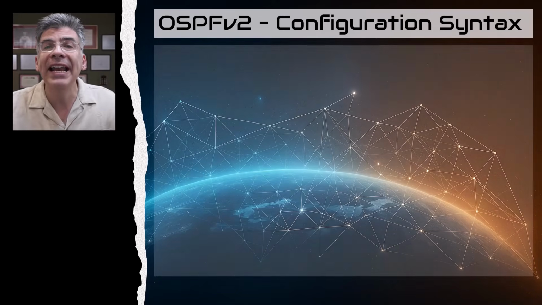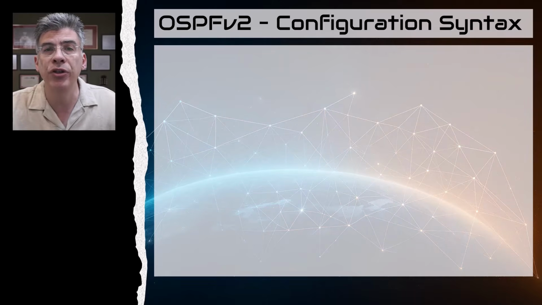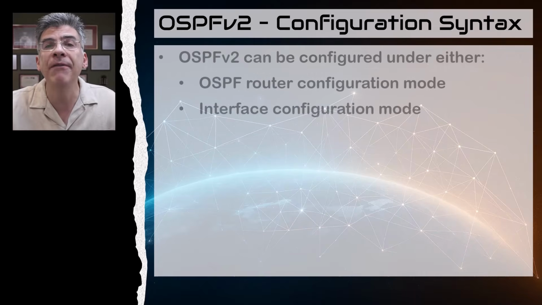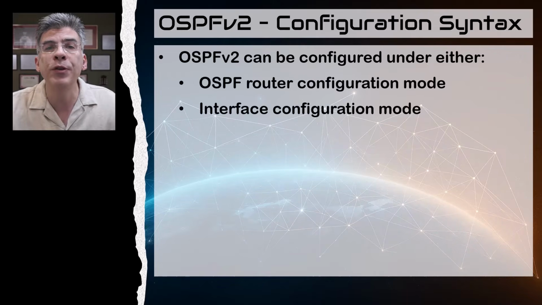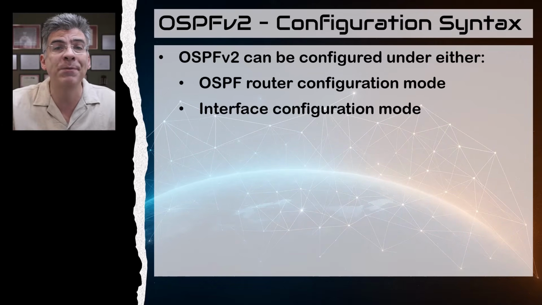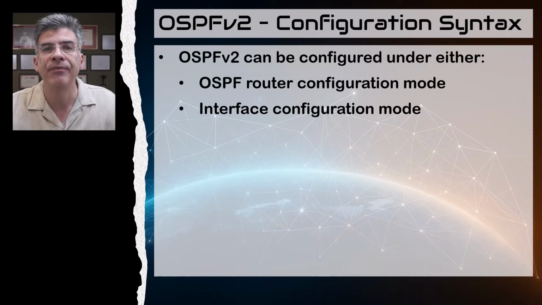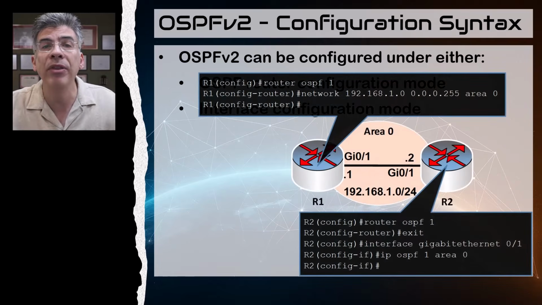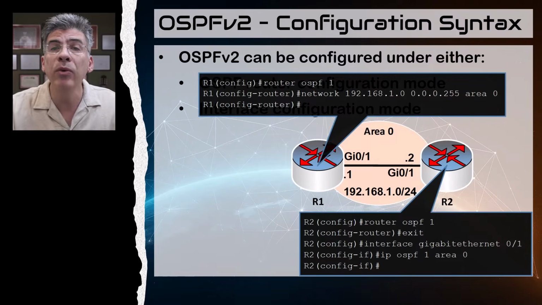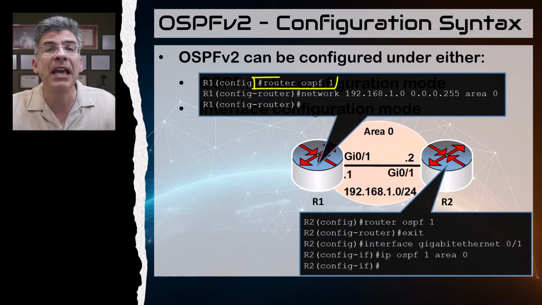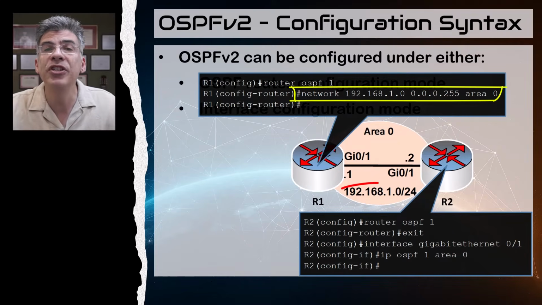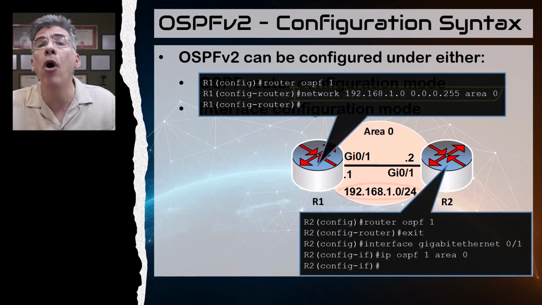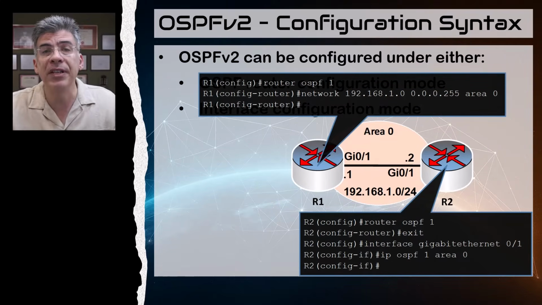Finally, let's take a look at how we configure OSPF version 2 and version 3 in a Cisco device. First of all, for OSPF version 2, you can configure OSPF under either the router OSPF configuration mode or on a per interface basis. Here we see an example of how this can be configured. On R1, we see that under the router OSPF configuration, we indicate which network we want to participate in OSPF. This is the configuration we've already seen in practice in previous videos.